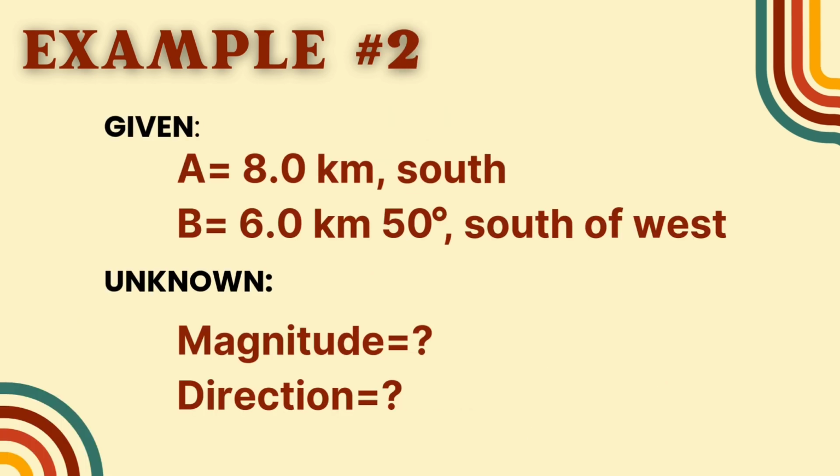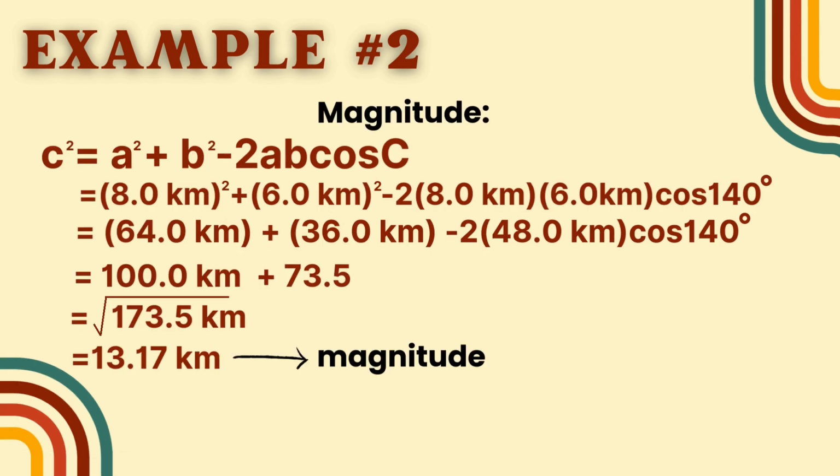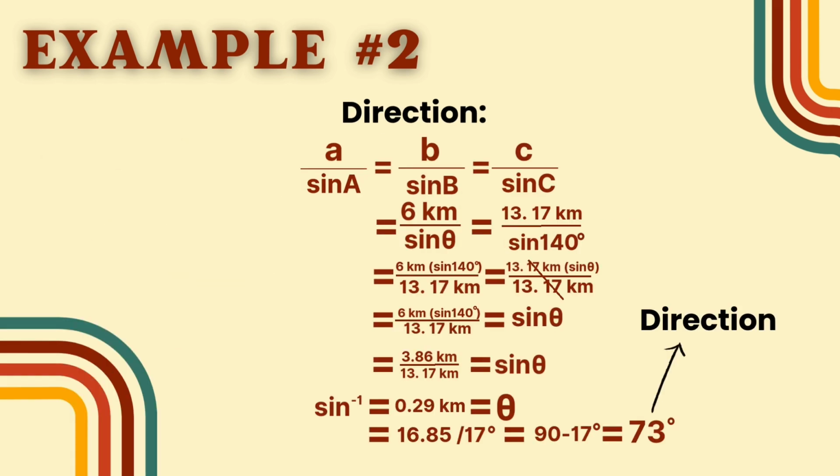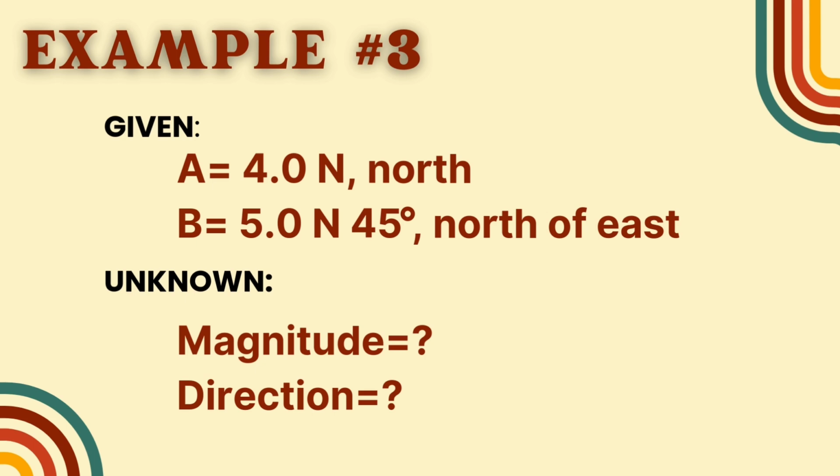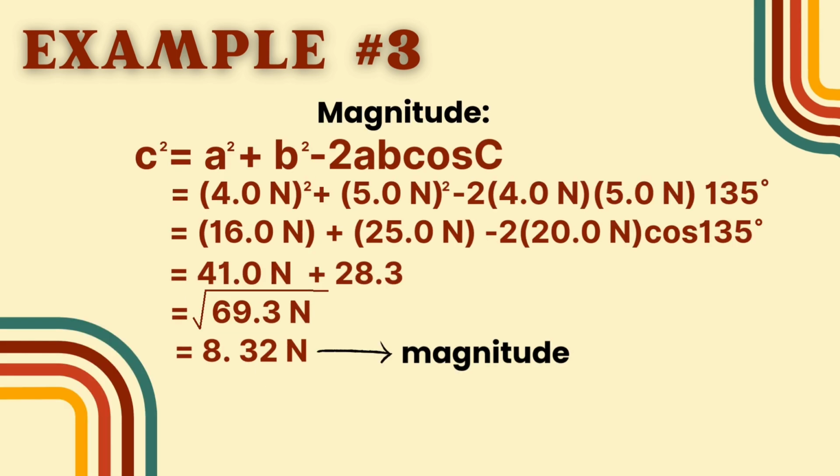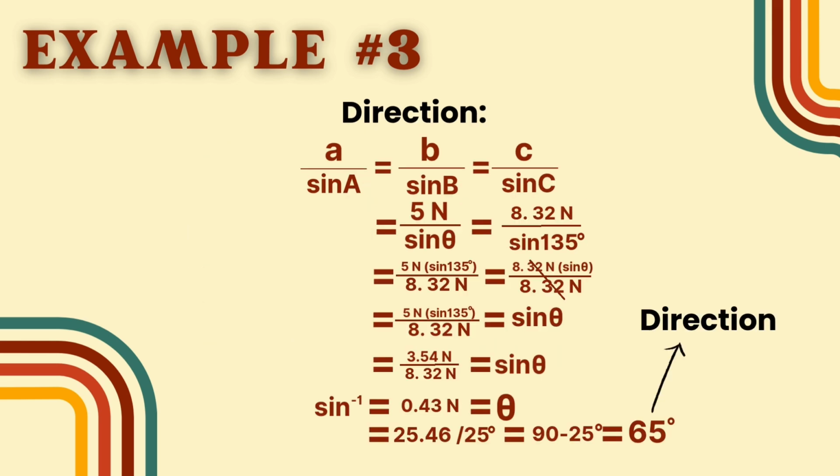For our example number 2, A is equal to 8.0 km south, and B is equal to 6.0 km 50 degrees south of west. For our magnitude is 13.17 km, and for our direction is 73 degrees. For our third example, A is equal to 4.0 N north, and B is equal to 5.0 N 45 degrees north of east. So for our magnitude is 8.32 N, and for our direction is 65 degrees.